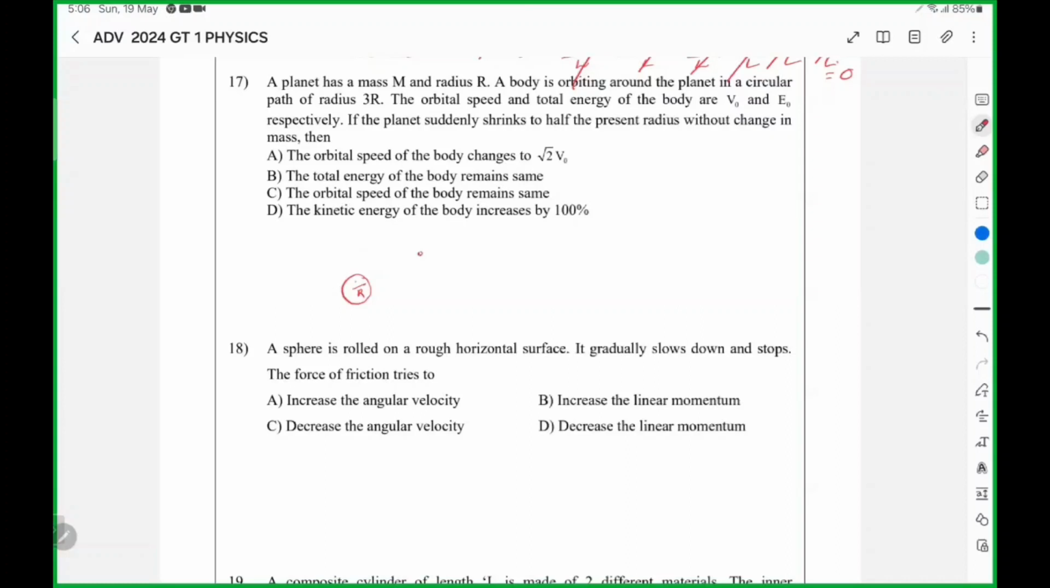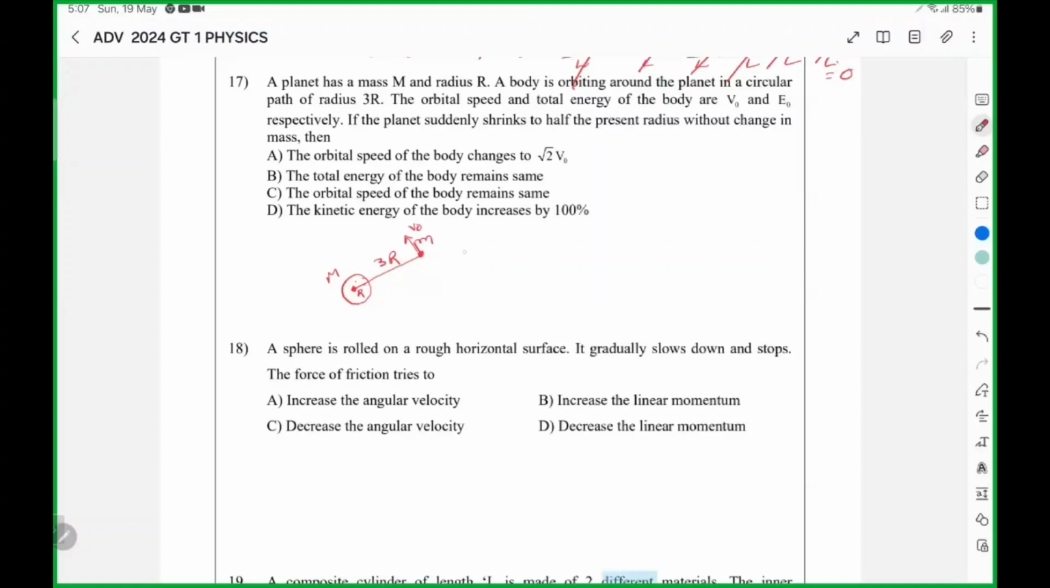So a body of mass small m is orbiting around the planet in a circular path of radius 3r. So the effective distance from the center of this planet to the body is 3r. The orbital speed is given as v naught, and E naught is the energy.